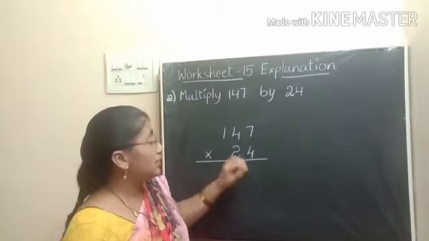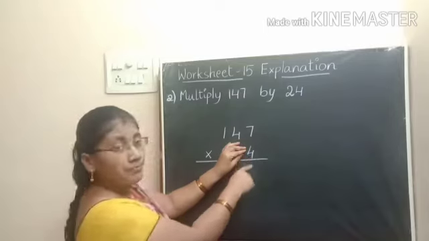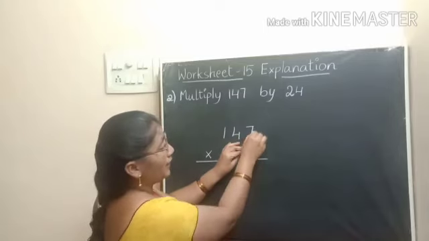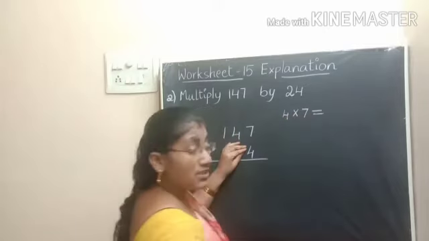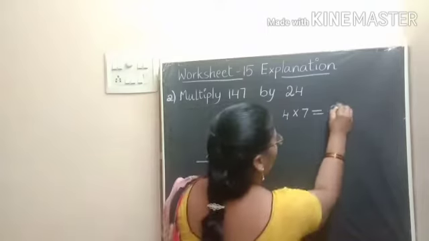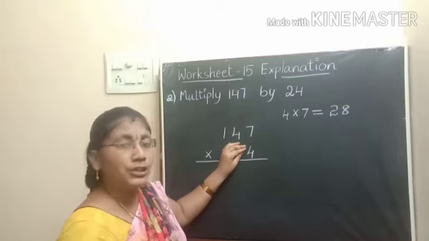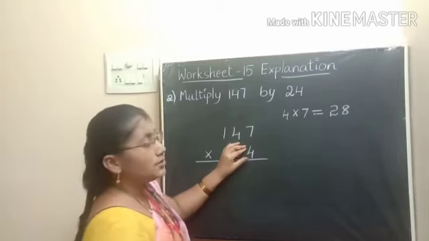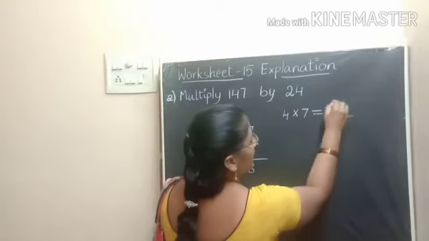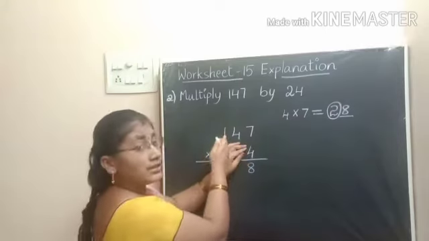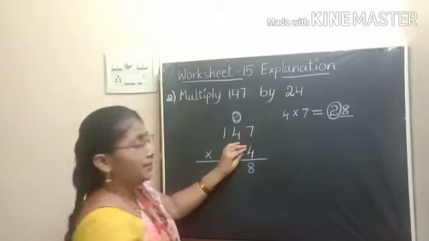So first just ignore 2. You should take 147 into 4. Now we have to multiply 4 and 7. 4 into 7 is equal to, how much it is? 4 sevens are 28. We get a 2-digit number, but we need to write a single digit here. So we should write the right side digit as result and the left side digit as carry in the next place. So we should write 2 as carry here.